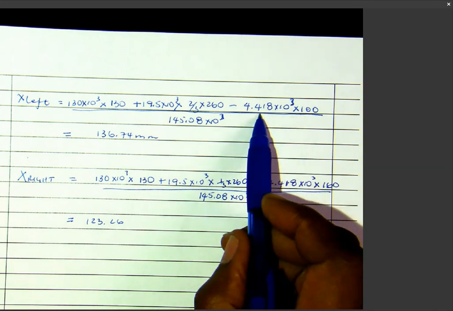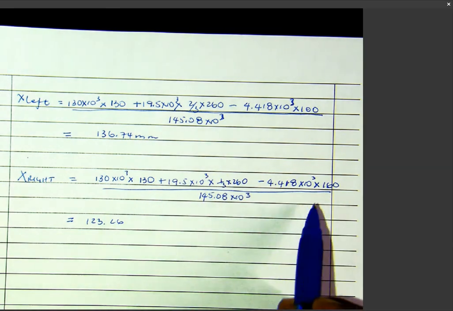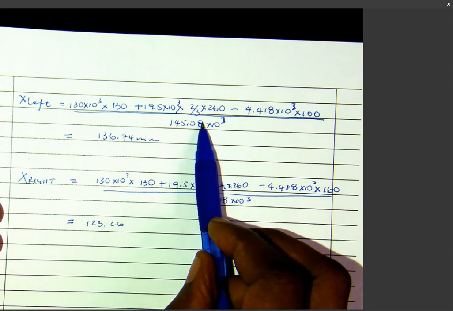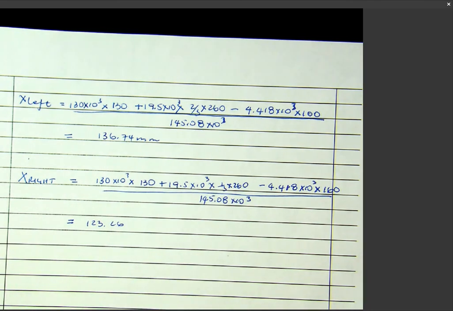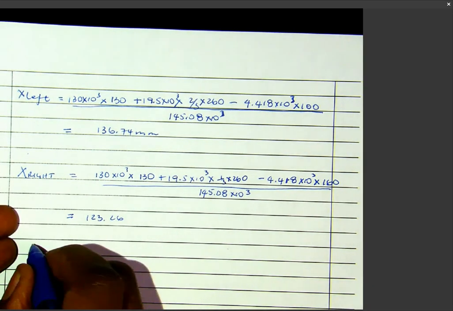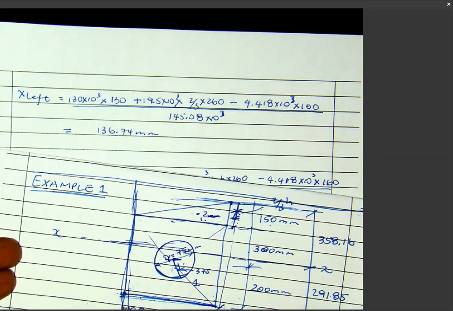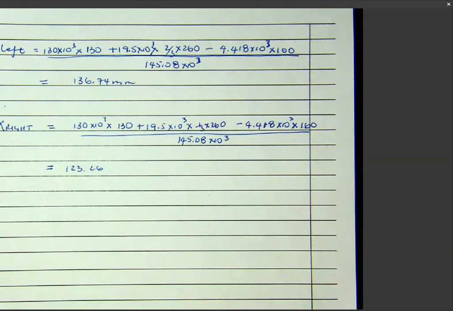This is area 3. From the left, yes, is correct. From the right is that. Then 2/3 of 160 from the left, and then 1/3 of 260. I think it's just punching of calculators. Otherwise, 136.74 plus 123.26, that's 260. It's 260. So x left plus x right is 260, which is the same dimension as that dimension. That's how you calculate the centroid of the section.